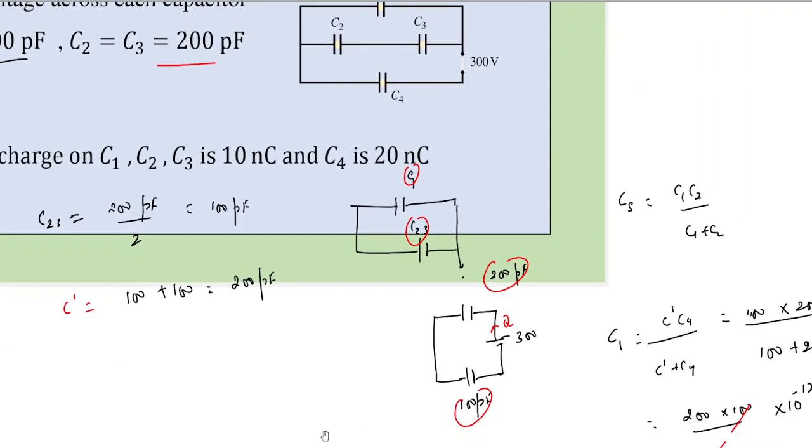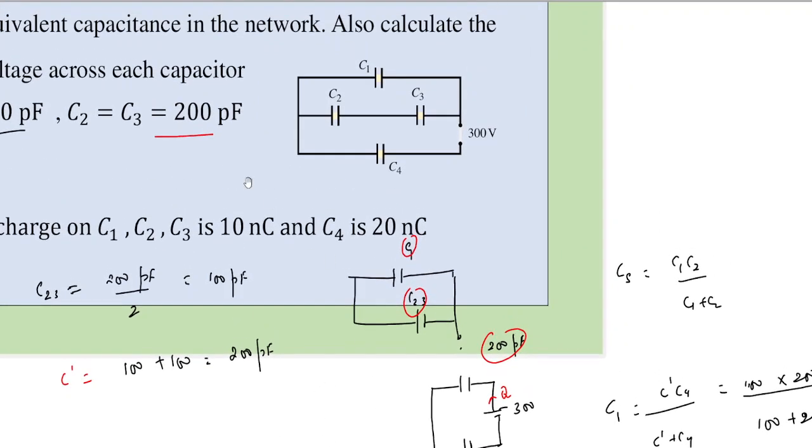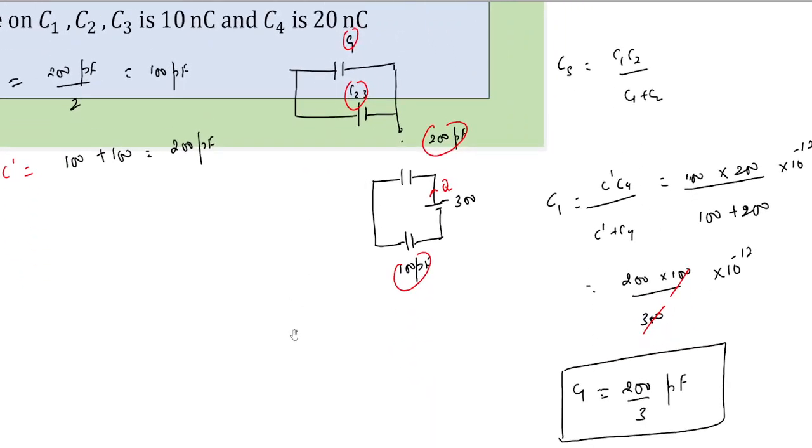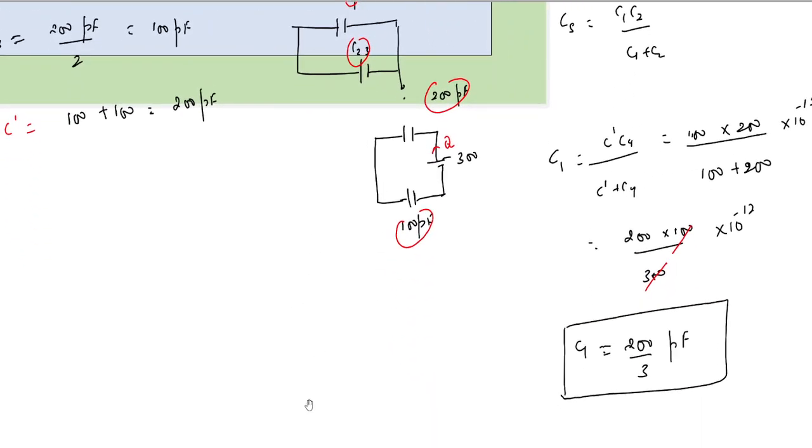Now let us find the charge coming out of the battery. Let us call that charge Q. If charge Q comes out of the battery, it divides into two parts, where a part Q1 goes here and a part Q2 goes here. So let's first find out what the total charge itself is.